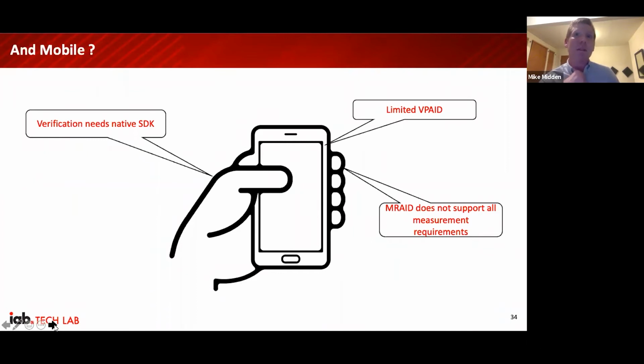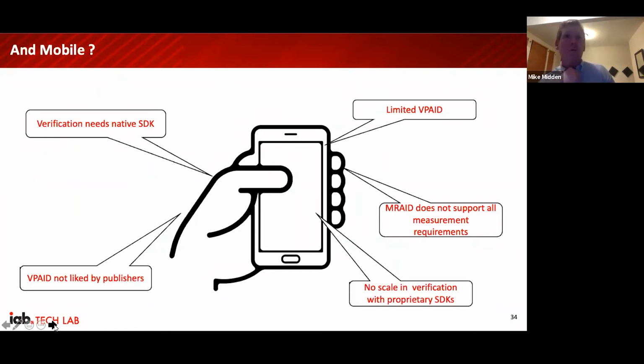Verification required native SDK integrations. There was limited support for VPAID. MRAID doesn't support all the requirements necessary. It's hard to scale with proprietary SDKs, and VPAID isn't liked by the publishers because it allows for unknown code to run and requires the control of the playback to be managed by VPAID.